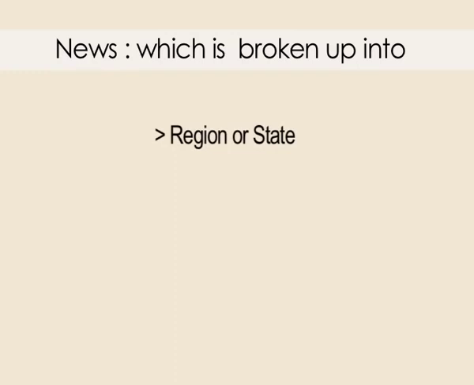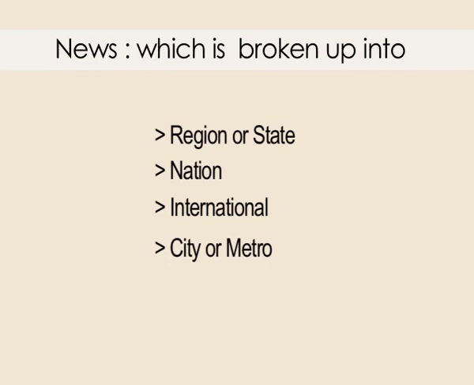What are the parts of a newspaper as we generally understand? Now, there are the news pages. The news pages can be broken up into region or state, nation, international, city or metro. That is basically the news pages.